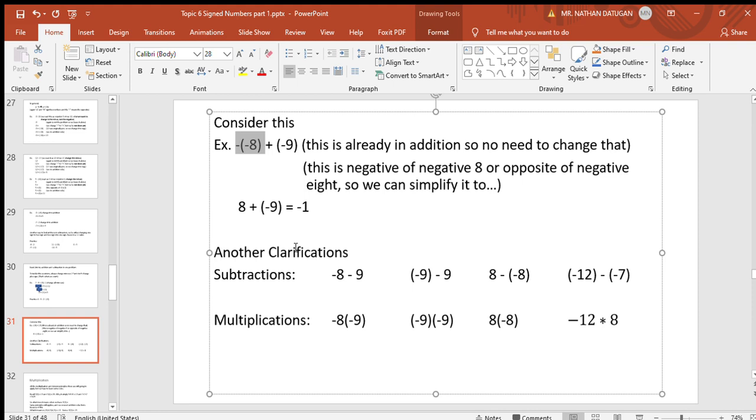So we have another clarification. So now we're going to have subtraction and multiplication.